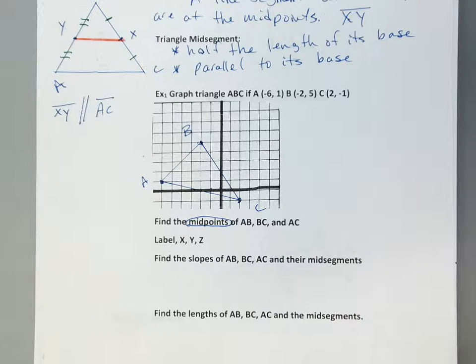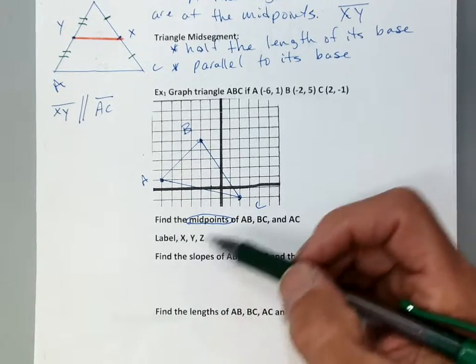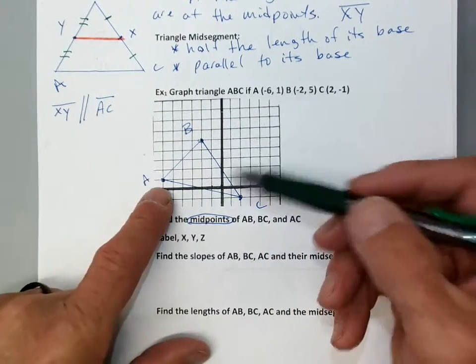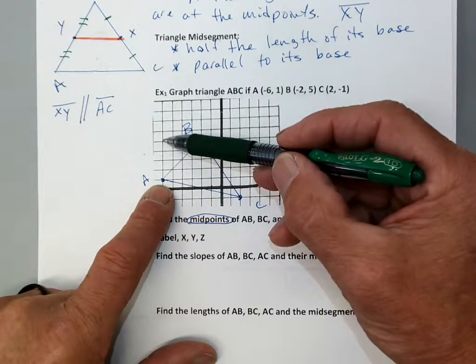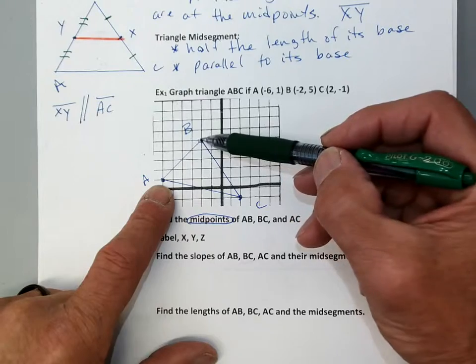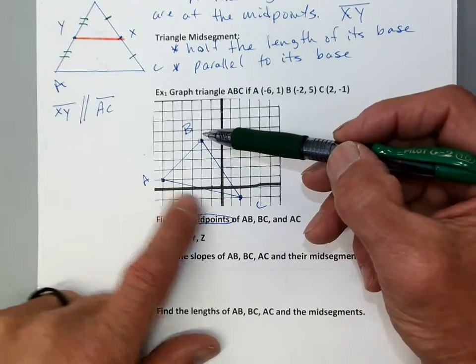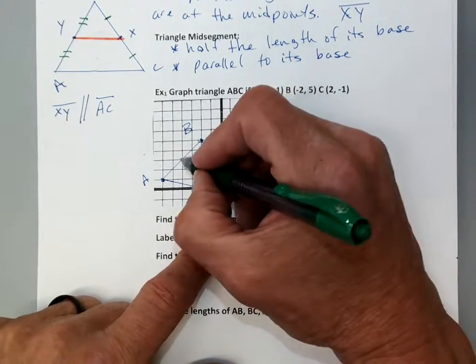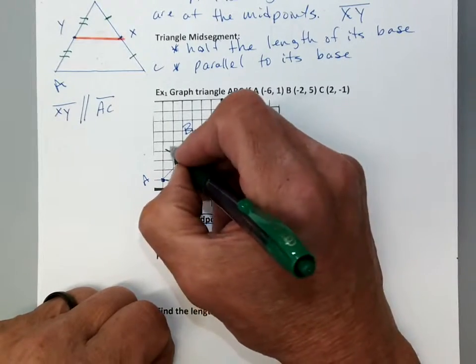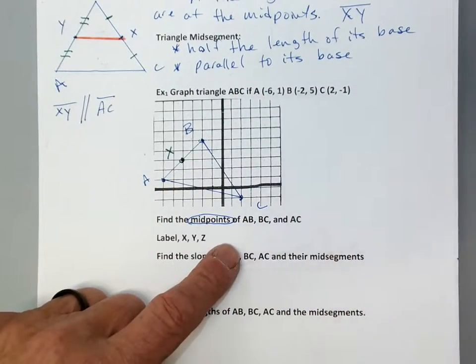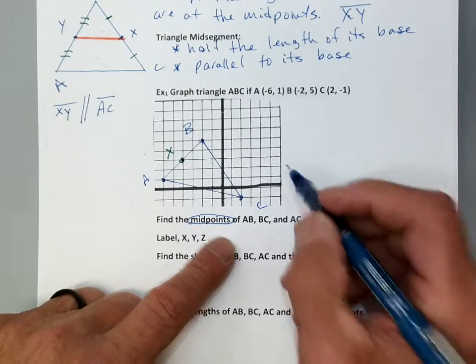If I want to find the midpoint of AB, BC, and AC, the easiest way to do it is by counting. Okay, so I'm going to count from A to B. It's up 1, 2, 3, 4, and over 1, 2, 3, 4. Okay, 4 to 4, but half that journey because I want a midpoint would be 2, 2. So right there is the midpoint of AB. Let's call that X.